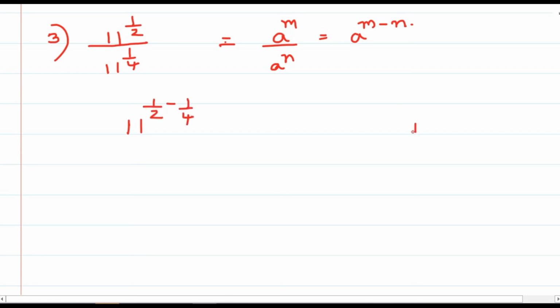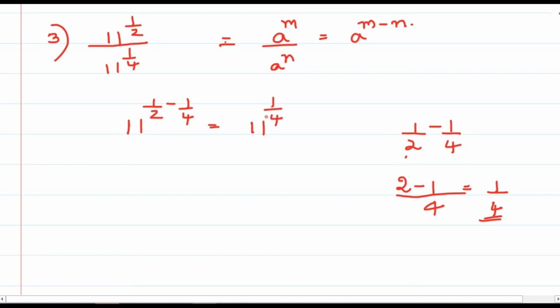I will do 1 by 2 minus 1 by 4 separately. Since the denominators are different, you have to take the LCM. LCM is 4. What should you multiply with 2 to get 4? 2. Same number you have to multiply in the numerator also. 1 2s are 2, minus what should you multiply with 4 to get 4? 1. Same number you have to multiply in the numerator also. So that is 2 minus 1 is 1, 1 by 4. So the answer is 11 to the power of 1 by 4.